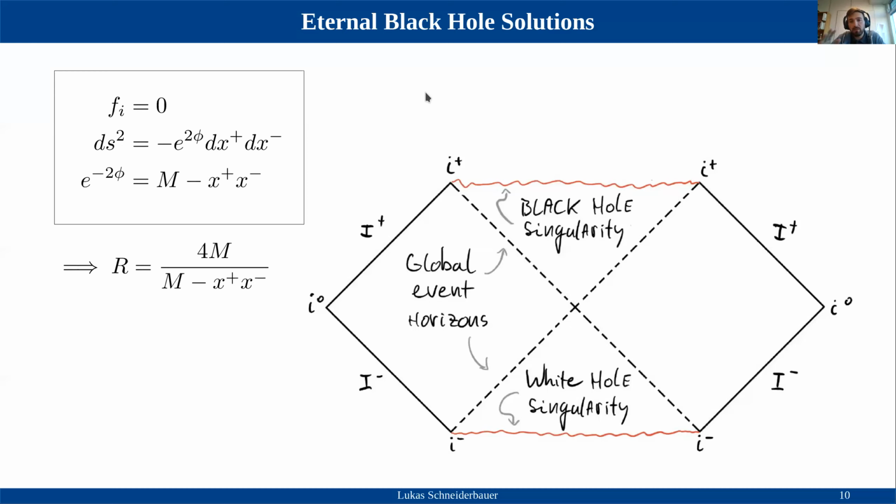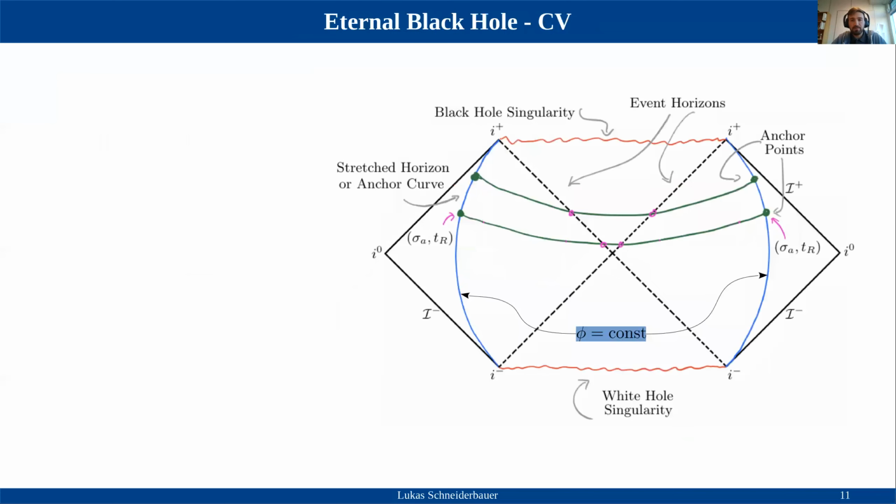So now what we want to do is take the solution and apply the complexity equals volume proposal, which I haven't actually talked to you about in detail, so I will do so now. This picture becomes a little bit more busy, but we will still manage. Again, we have the Penrose diagram here: the black hole singularities, the horizons here and here, and the white hole singularity.